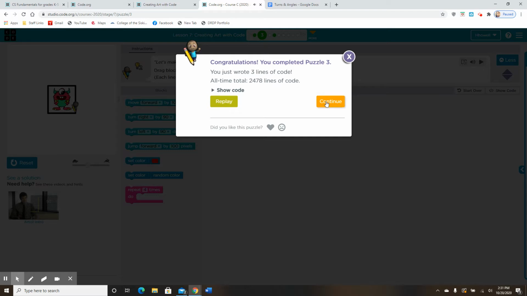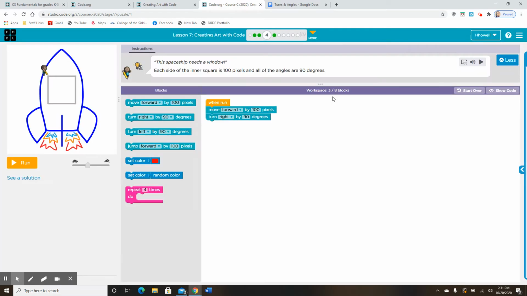And we did it. So if you were able to figure it out, that's great. If not, that's okay too. Okay, the spaceship needs angles. Windows, and each side of the inner square is 100 pixels and all of the angles are 90-degree angles. So it's nice because it tells you that they are all 90-degree angles, so we're not stuck figuring that out. And we can use up to 8 blocks.